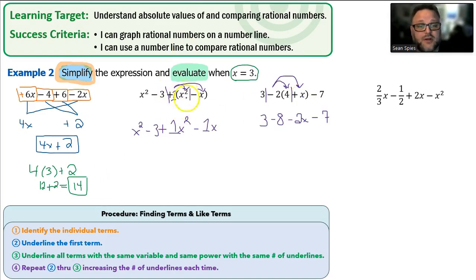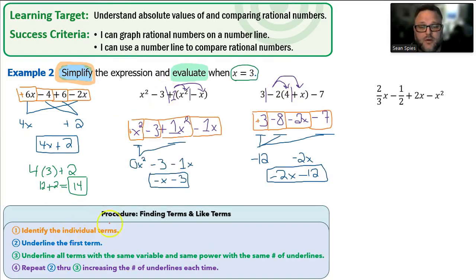Now that I've distributed and done the multiplication, I get 1x squared, because 1 times x squared is 1x squared. I get negative 1x, because 1 times negative x is negative 1x. And I carried everything else down without changing it. On the third one, when I distribute the negative 2, I got negative 2 times 4 equal to negative 8. I got negative 2 times a positive x equals negative 2x. Now I'm going to recognize my terms.